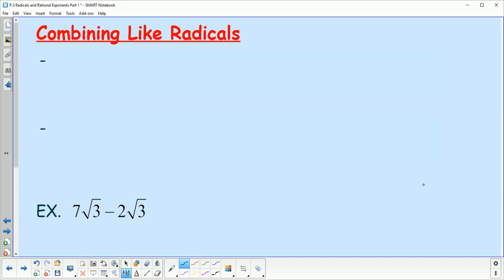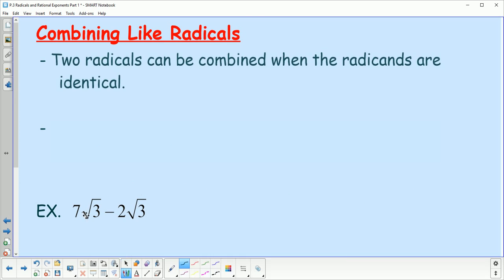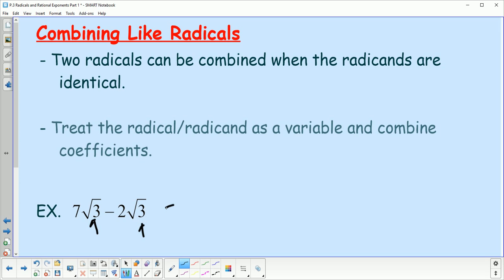Okay, so first two, pretty quick. Combining like radicals is very quick. We're just going to do it as long as these numbers and the radicals, the roots, are identical. And we just treat that like a variable, really. So that square root of 3 isn't going to change.